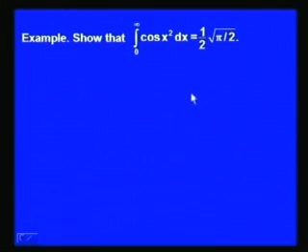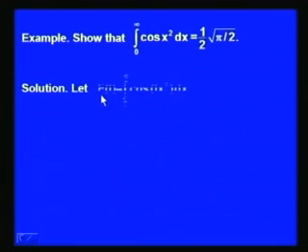Now, let us take an example where we have to evaluate the integral of 0 to infinity cos x square dx. We know that the integral of cos x square dx over 0 to infinity cannot be evaluated by the known methods of integration. So, we will see that this can be obtained using the Laplace transform technique.